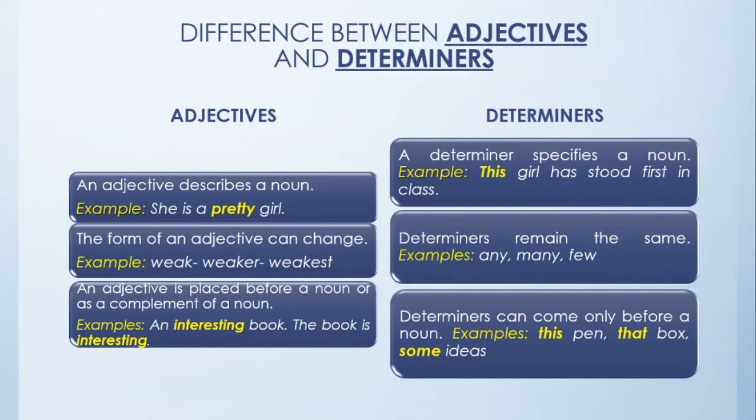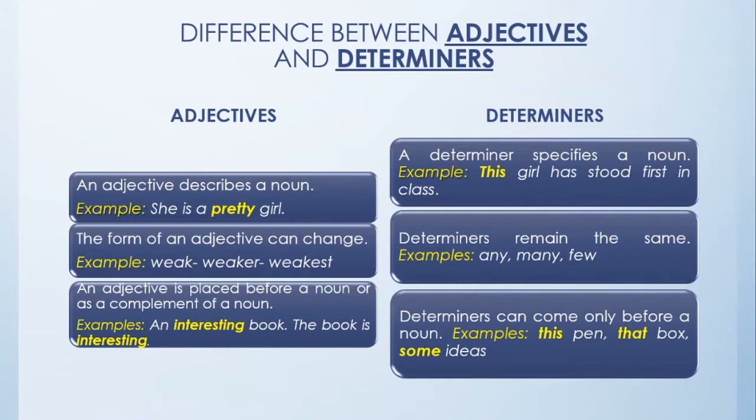The form of an adjective can change. Weak, weaker, weakest. Let's understand this with a few sentences. He is a weak boy. He is weaker than his brother. He is the weakest among the siblings. The form of the adjective weak has changed. Determiners remain the same. Any, many, few. Any books, many children, few chocolates.